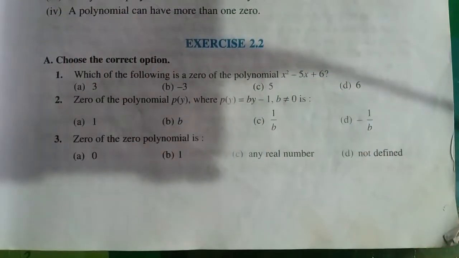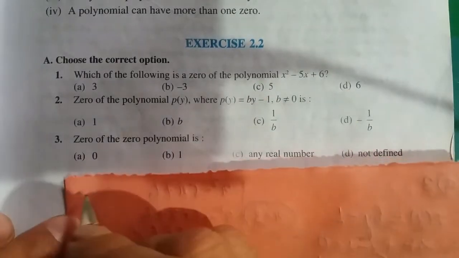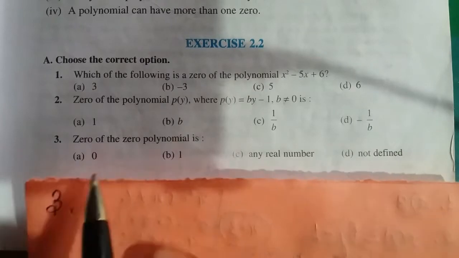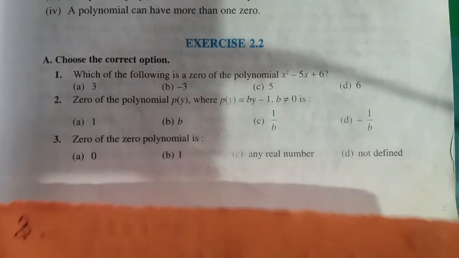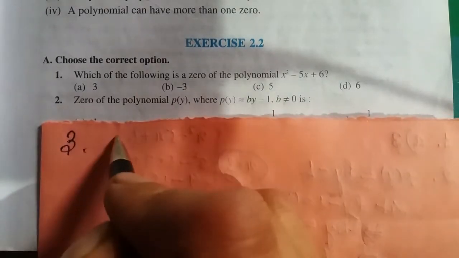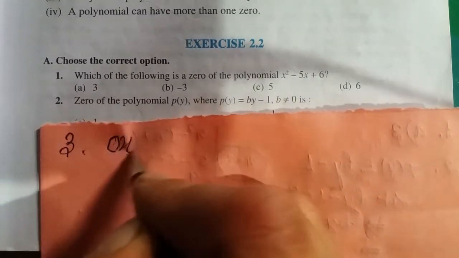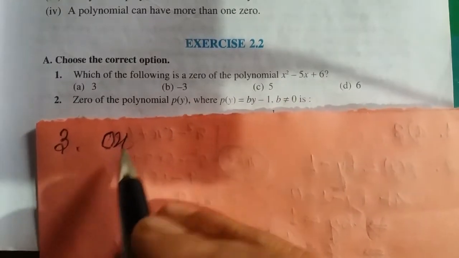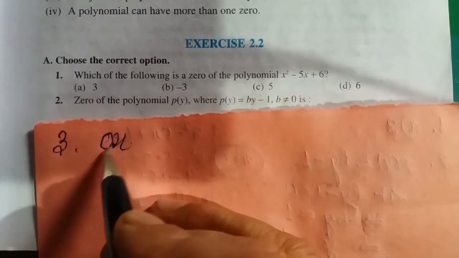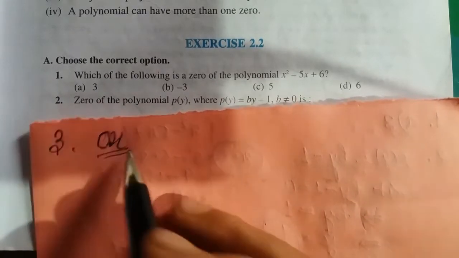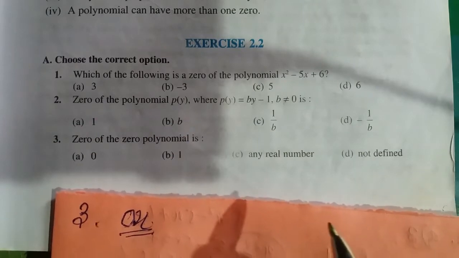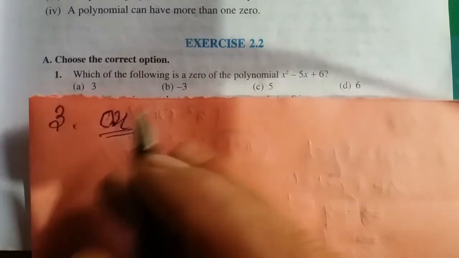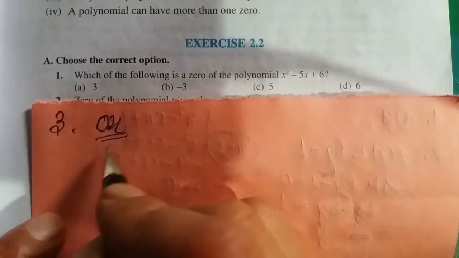Now we'll go to the next question, that is question number 3. In this question, zeros of the zero polynomial is... Zero polynomial is nothing but 0. So you can write 0 into x, 0 into x square, 0 into x cube, whatever you want to write, but it has to be 0 into that one. So the zero of the zero polynomial is any real number. You can take the value of x as anything, you still get the same answer, that is 0.